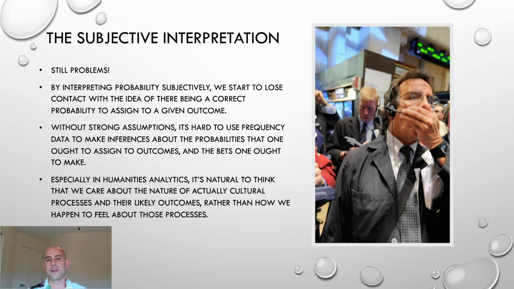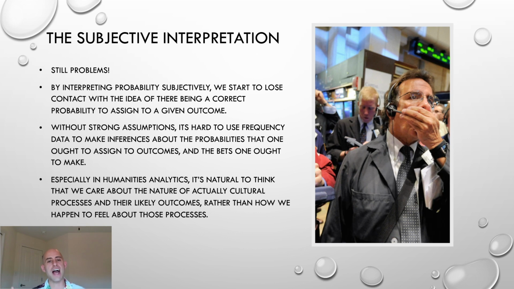And I've put an image here of people getting very upset at the stock market crash in 2008 as an indication that past returns do not guarantee future returns. This is going to be a problem for all interpretations of probability, but I think it's especially a problem here, where we're trying to make this normative link between what we observe and how we ought to feel, how we ought to think.